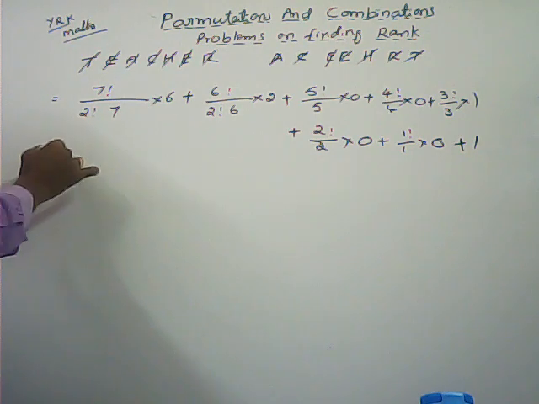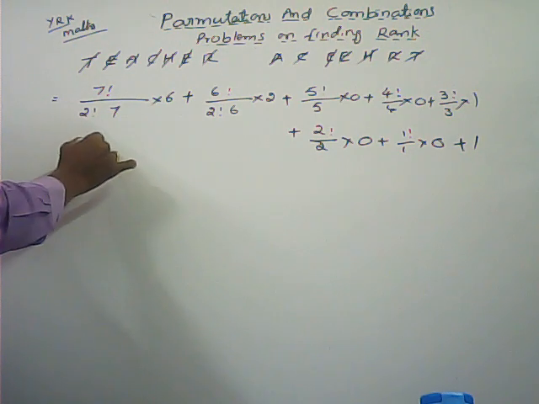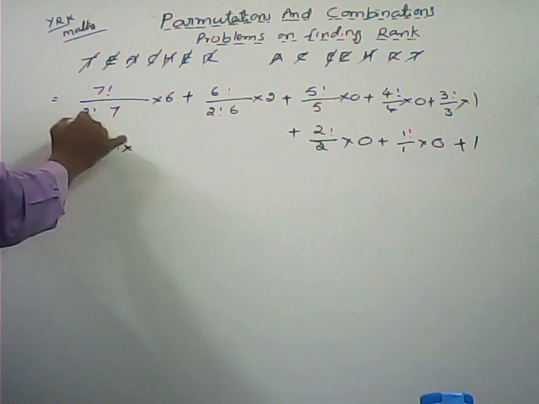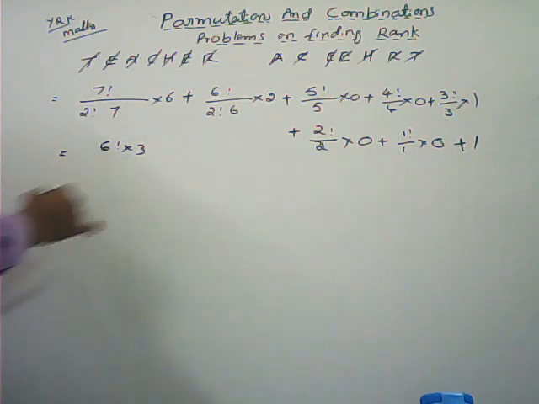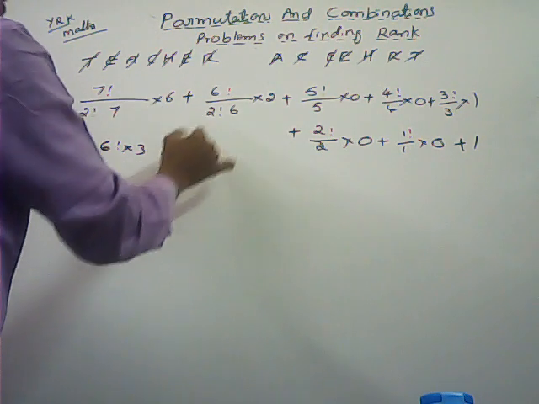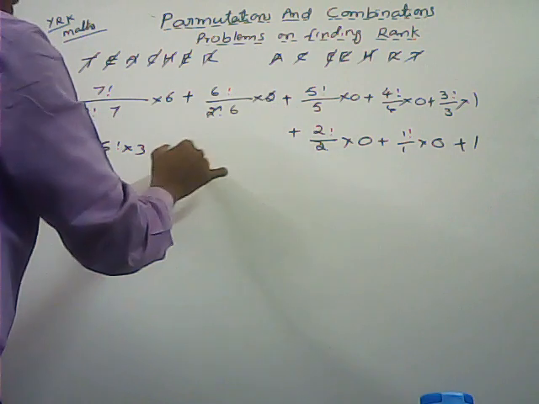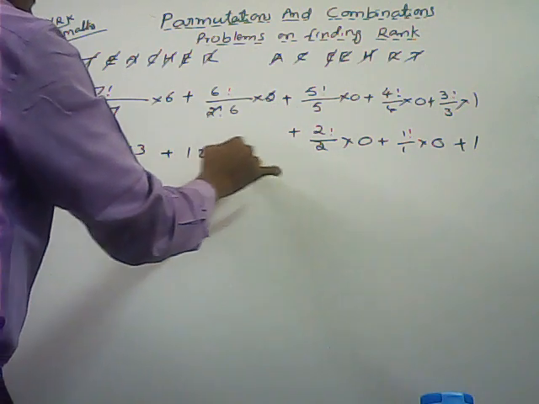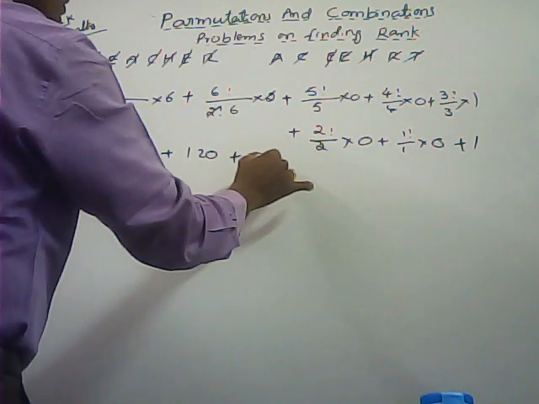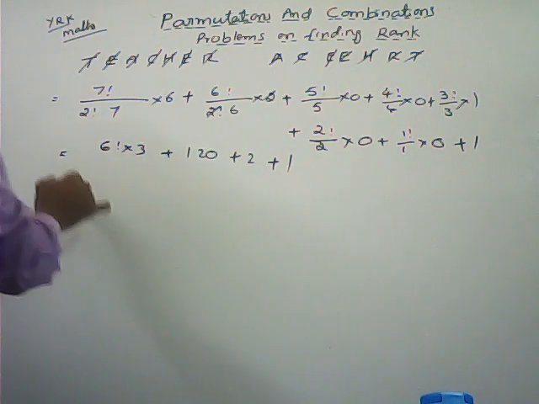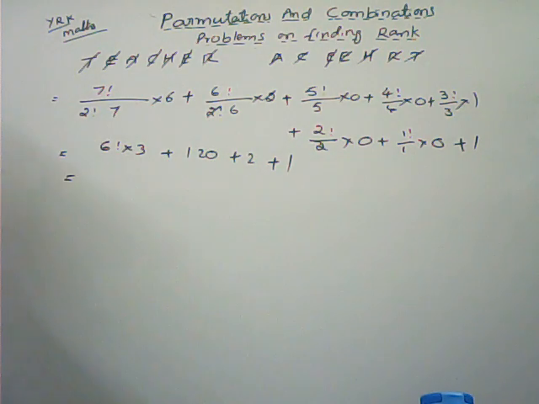So here 6 factorial into 2, 3 times goes, plus this is 5 factorial, here 2 gets cancelled, 5 factorial that is 120, plus 2 factorial, 2, plus this is 1. Here 720 into 3, plus 123, that is the answer.